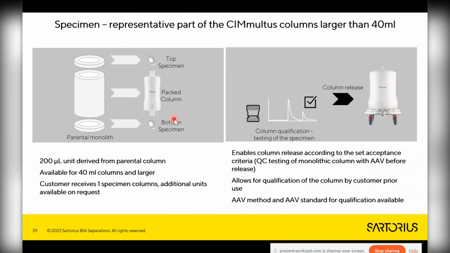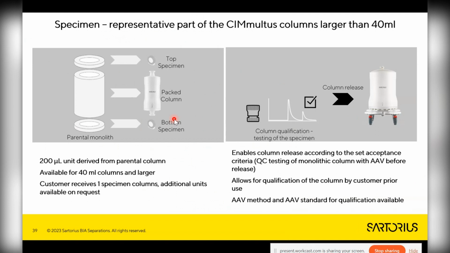So the only way to provide such columns was to qualify the column not anymore with ligand density using small molecules, but with AAV itself. And that's the only way; we tried many different things within the last 5 years. The only way is to do it with AAV. Only AAV will tell you the performance of the column for the viral particle. No small molecule, no protein will be able to predict the column behavior.